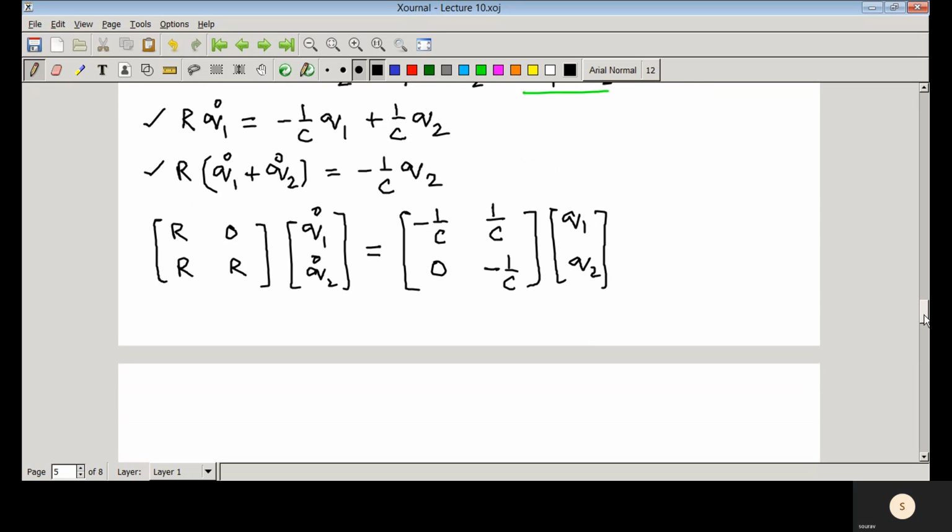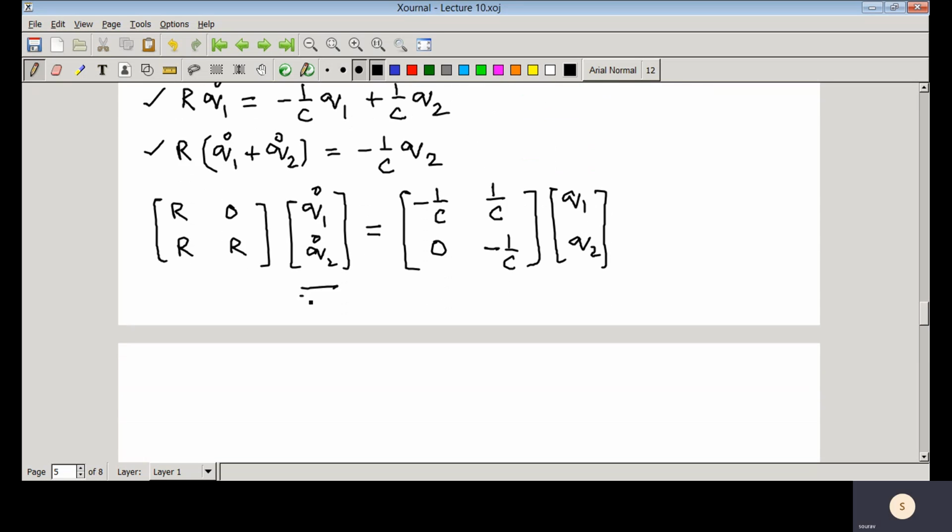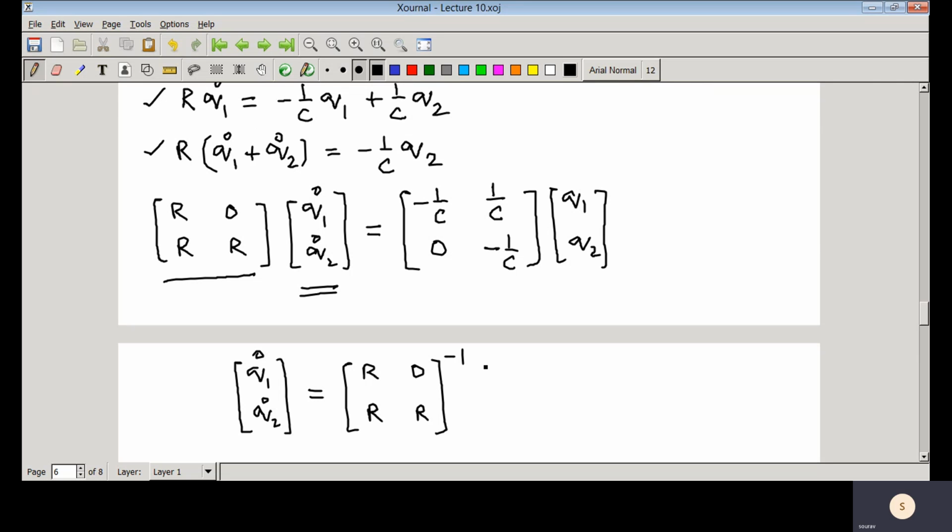So now what is q1 dot and q2 dot? Just apply matrix algebra. For q1 dot and q2 dot, if you multiply the inverse of this matrix from the left hand side, then you have R 0 R inverse, times minus 1 by C, 0, minus 1 by C, times q1 and q2.